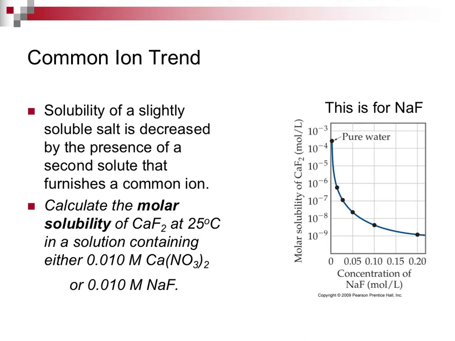There is a trend for common ions. This is the data for sodium fluoride and what happens when we add different amounts of calcium fluoride to sodium fluoride. As you can see, it is most soluble when it is very, very dilute. So it says the solubility of a slightly soluble salt is decreased by the presence of a second solute. Here's the second solute, and it furnishes a common ion. What's included in this section is calculations for molar solubility of calcium fluoride if I put a common ion in of calcium, or if I put a common ion in of fluoride.